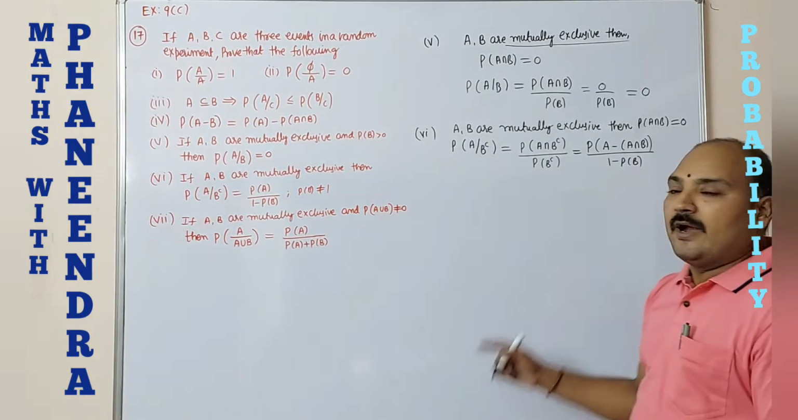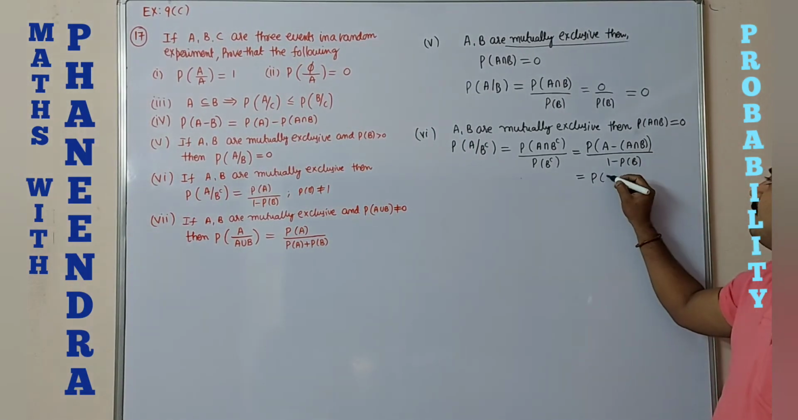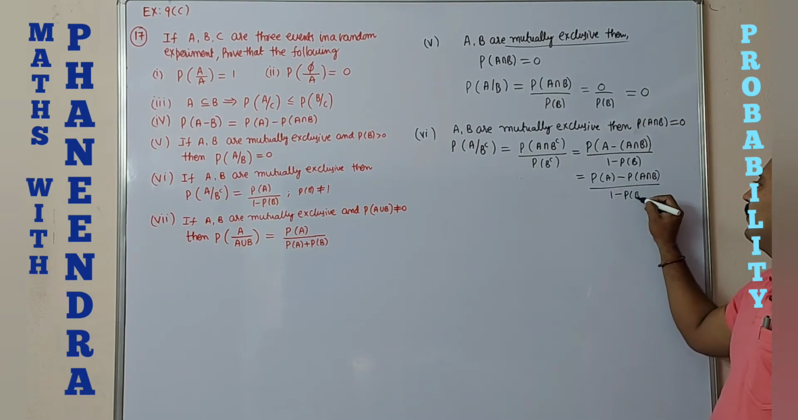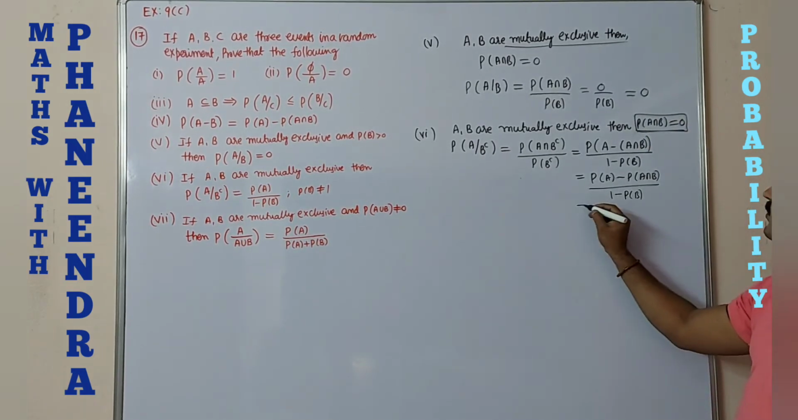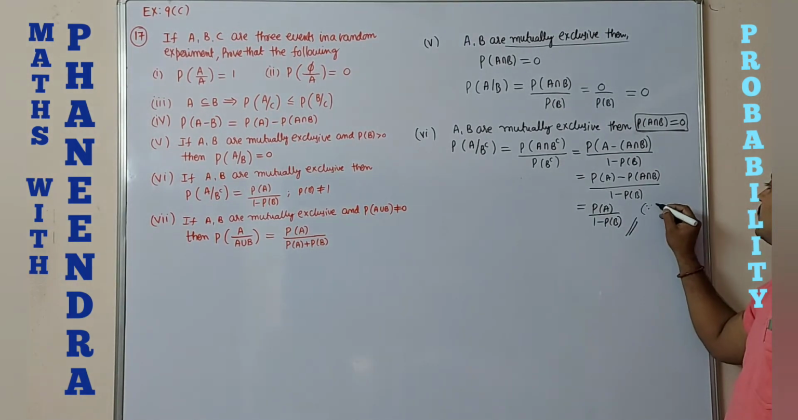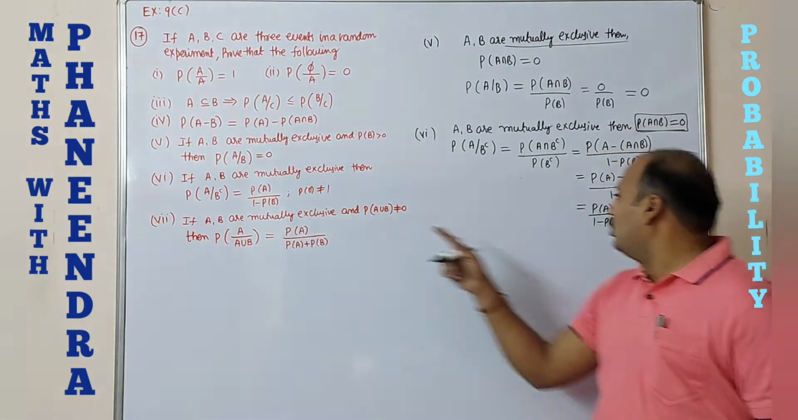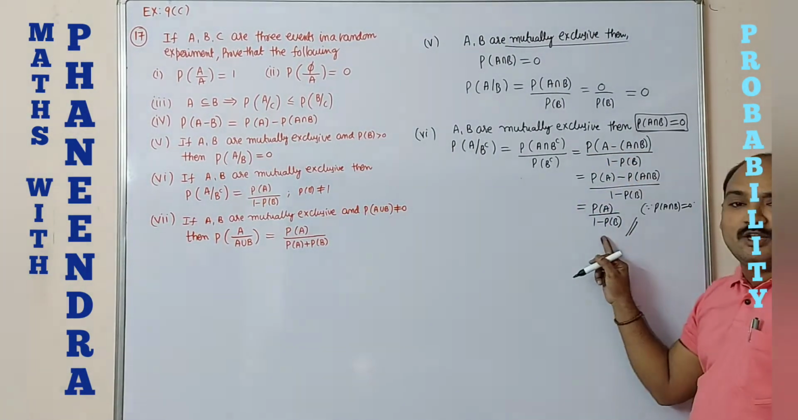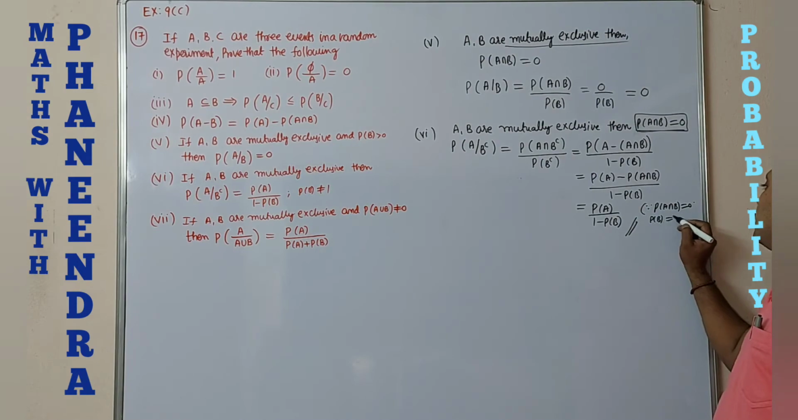Again by using the probability axiom of unity, P of A minus A intersection B is P of A minus P of A intersection B whole, divided by 1 minus P of B. Since P of A intersection B equals 0, this becomes P of A by 1 minus P of B. So P of A given B complement is equal to P of A by 1 minus P of B, provided that P of B is not equal to 1, because the denominator is there now. So it should not be equal to 0.